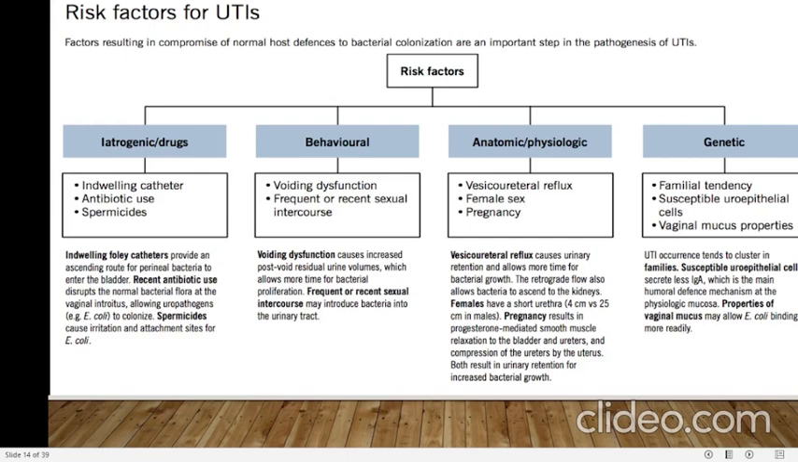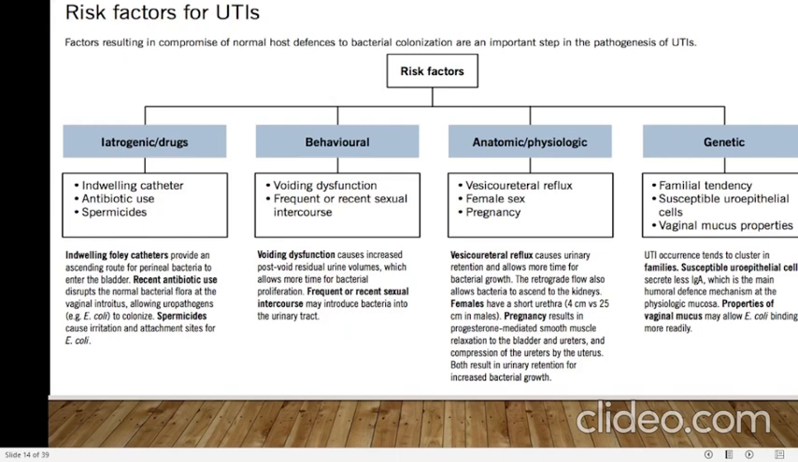What about anatomic and physiological factors? Here we are talking about vesicoureteral reflux, female sex, and pregnancy. All these are risk factors; they increase the risk for developing UTI. Vesicoureteral reflux causes urinary retention, like a blockage, and allows more time for bacterial growth. The retrograde flow also allows bacteria to ascend to the kidneys.